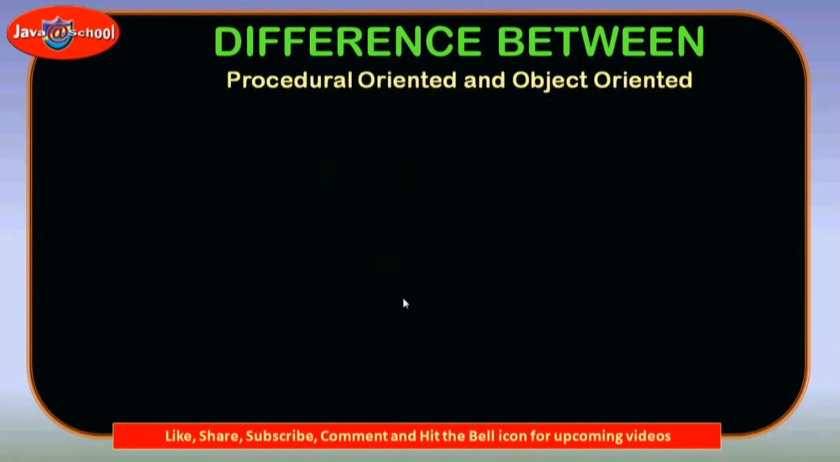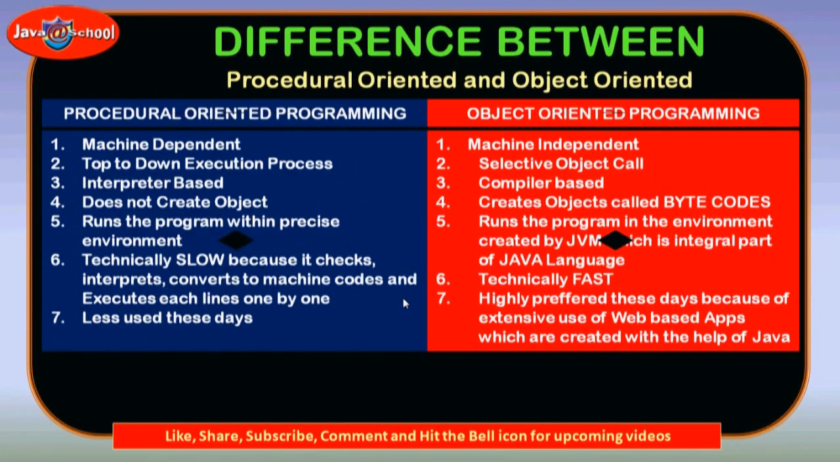The first difference is POP is machine dependent. That means the machine on which it is written, it will execute in that only. Whereas in object oriented programming, it is machine independent. So one is dependent and the other one is independent.